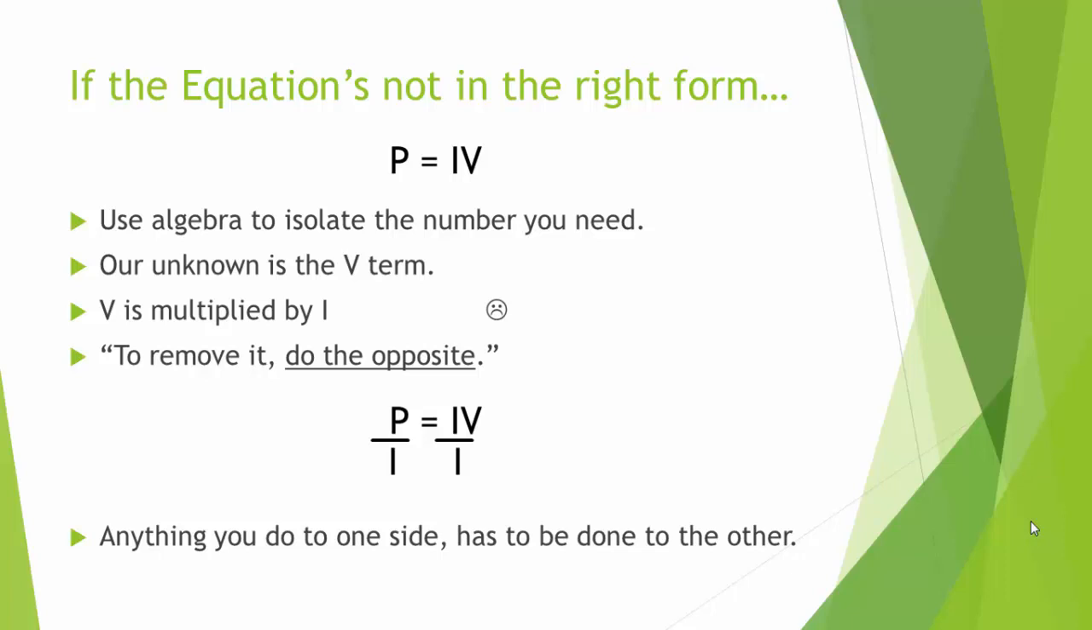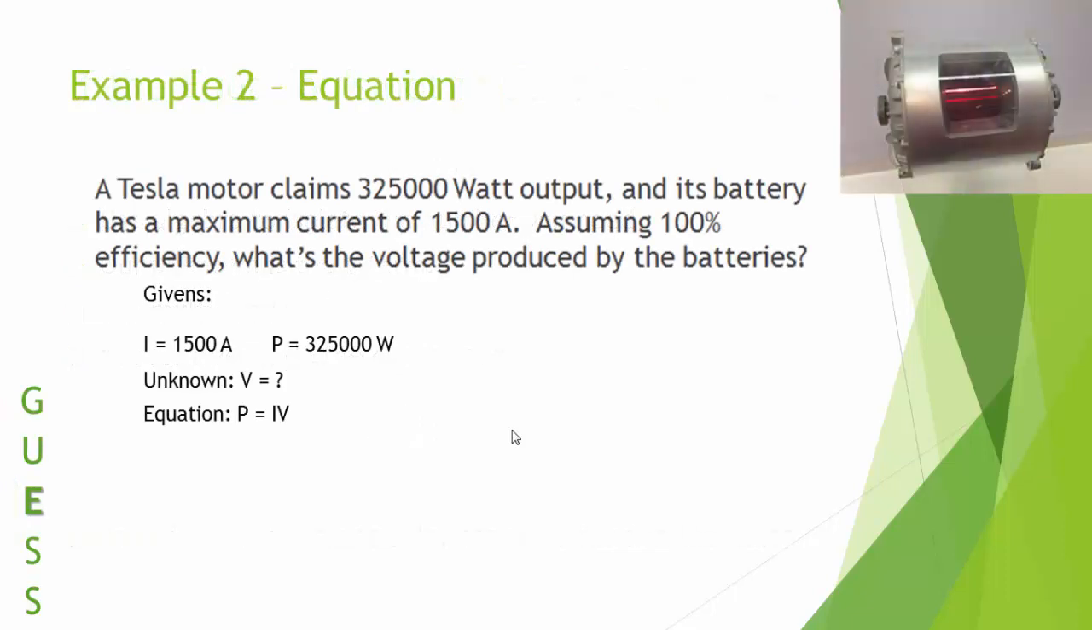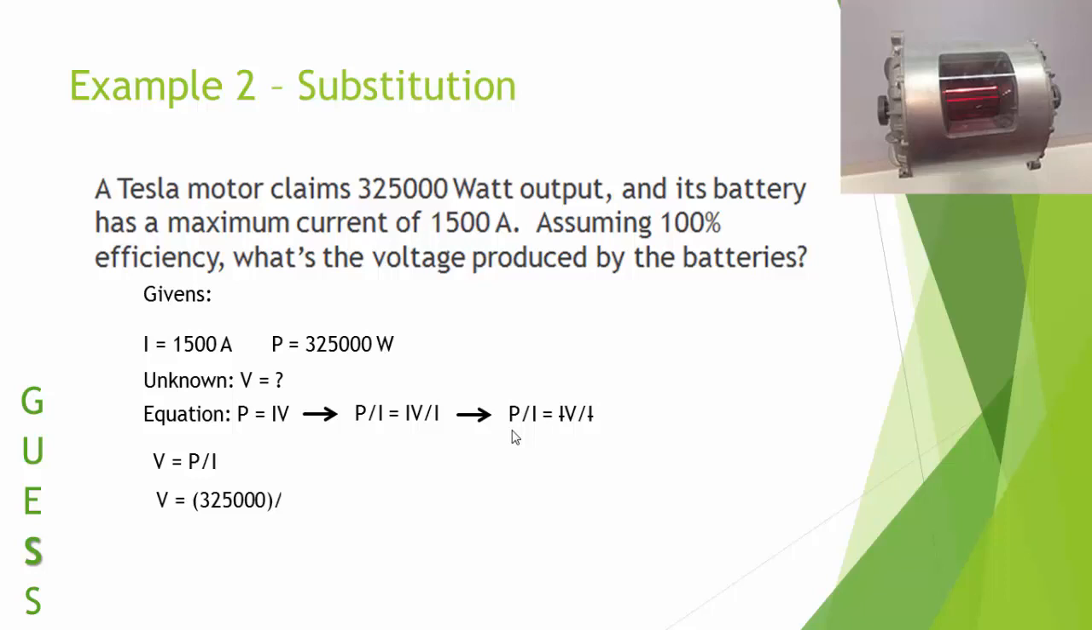Now notice, the I's here are going to cancel. That's why we did it in the first place. I divided by I is 1, and those things go away. That's the whole point of what we're doing here. So, P over I equals IV over I. Cancel the I's. P over I is equal to V. And now we have the equation in the right form. We can move to the substitution step.